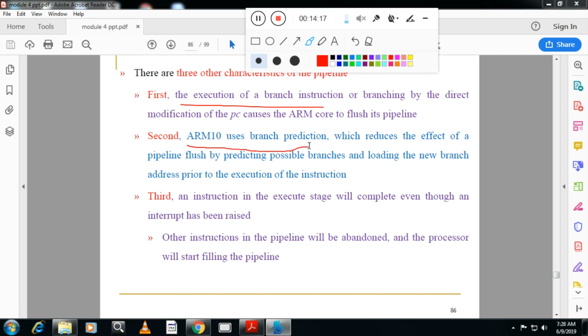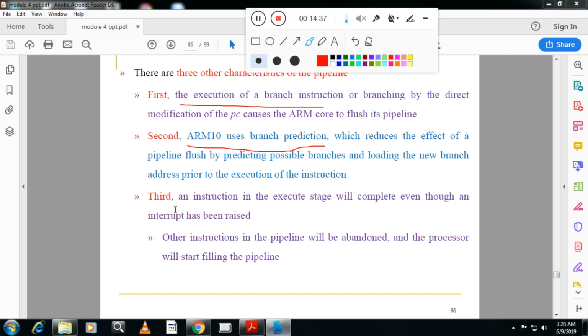To avoid this, ARM10 uses branch prediction, which reduces the effect of pipeline flushing by predicting possible branches and loading the new branch address prior to the execution of the instruction. Please remember, whatever disadvantage ARM7 has is overcome in ARM10.